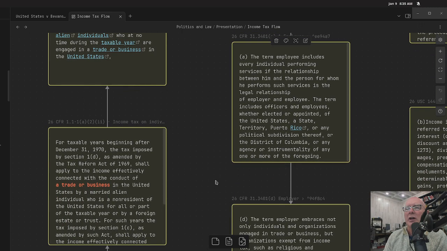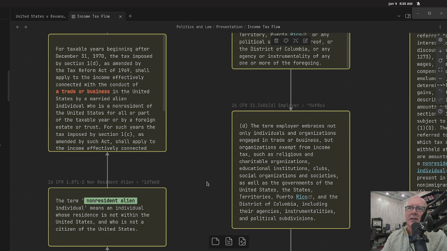So let's go on down here. So here's employer. Again, it's defined in their code. The term employer embraces not only individuals and organizations engaged in a trade or business, but organizations exempt from tax, such as religious and charitable. Now, so we have an employee, which is in a trade or business. An employee works for an employer who is operating in a trade or business, and trade or business is a political office. I did not write these definitions. I don't have anything to do with them. All I'm doing is looking them up and reading them.